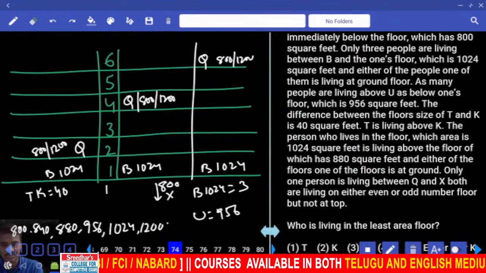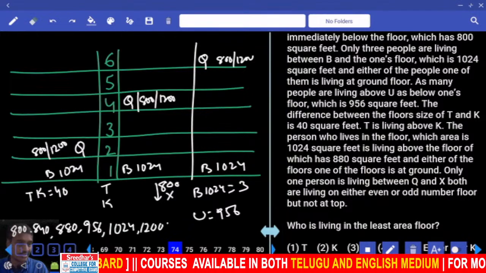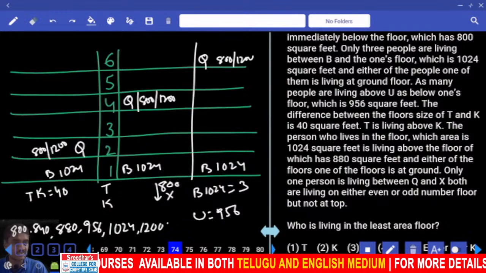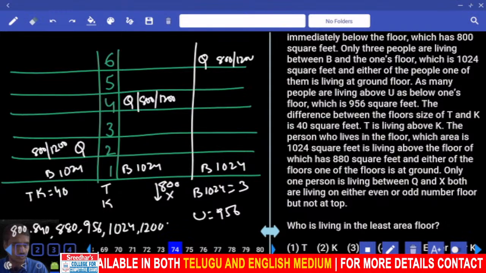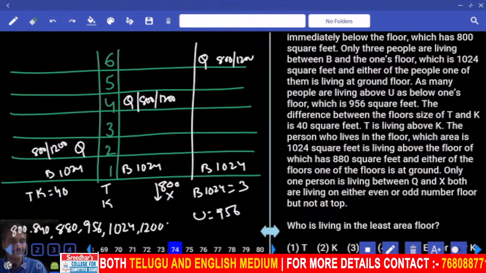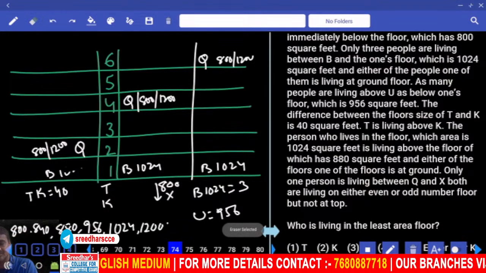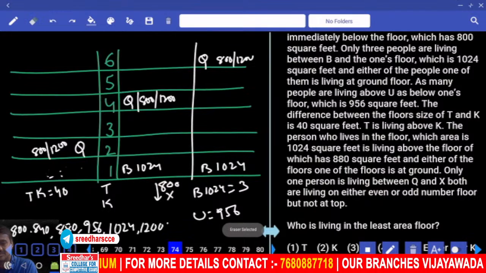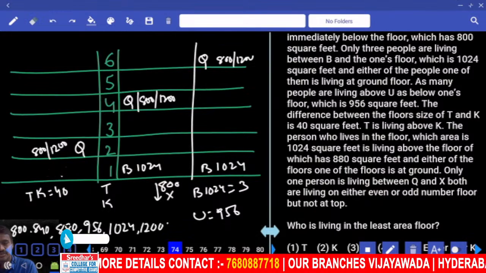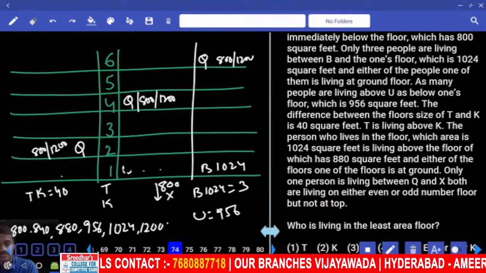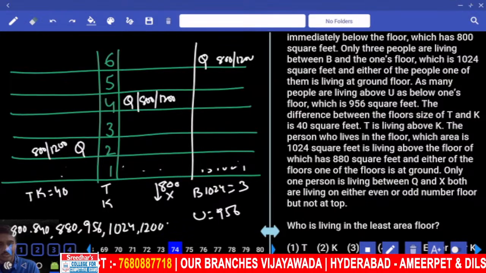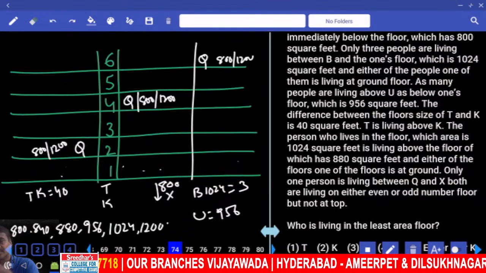And where is this K? T is living above K. The person who lives on the floor with area 1024 is living above the floor of 880. Hence we cannot have 1024 at the ground. As 1024 cannot be at the ground, then who must be at the ground? B is at the ground. If B is at the ground, 1024 must be on the fifth.